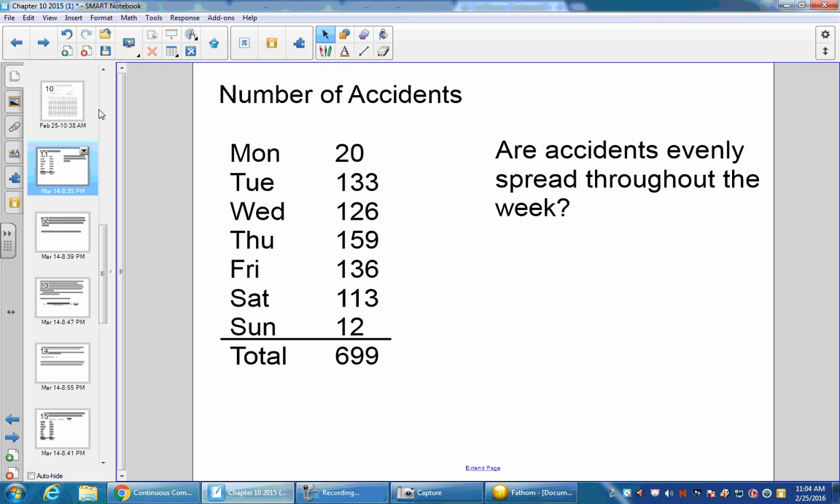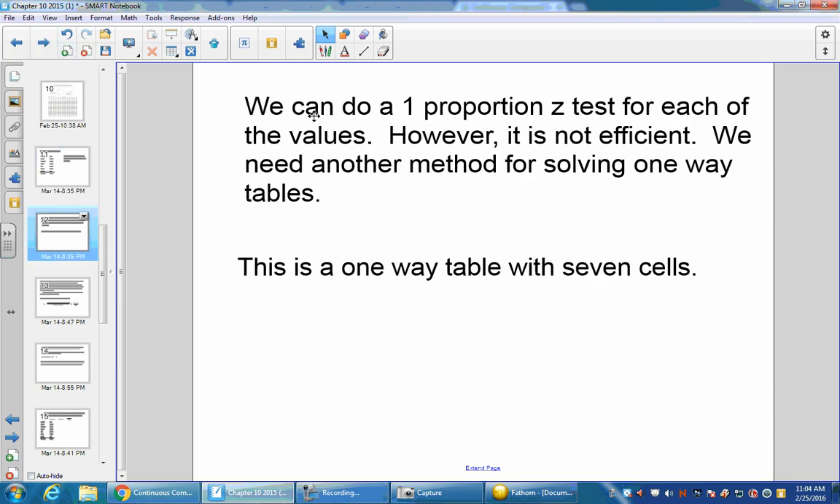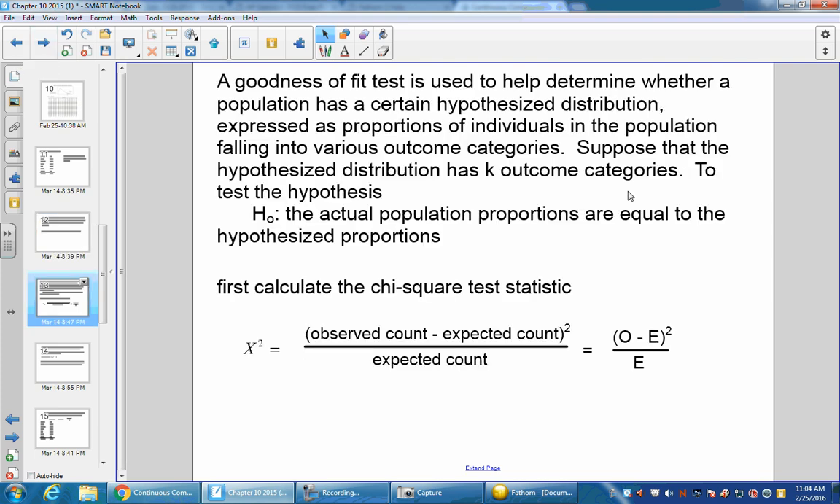So what we could do is a one proportion z-test for each of these values. But it's not very efficient. That means you're going to do 7 tests, and the more tests you do, the more likely you'll have type 1 errors. So we need another method for solving for this table. This is a one-way table with 7 cells. So what we do is what we call a goodness of fit test.